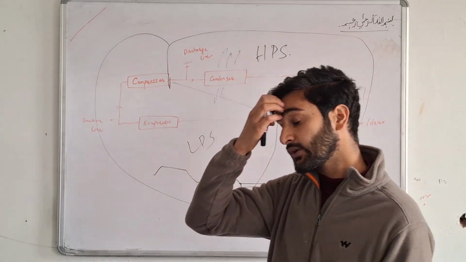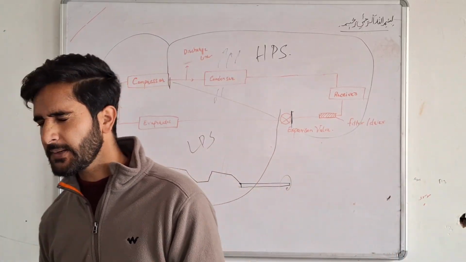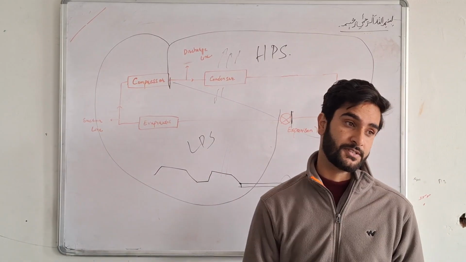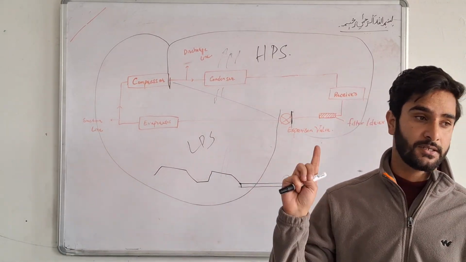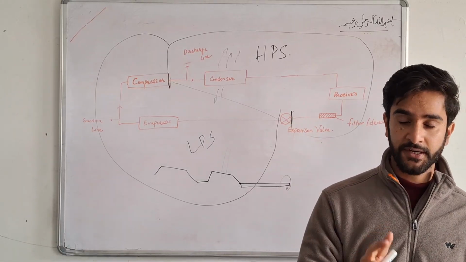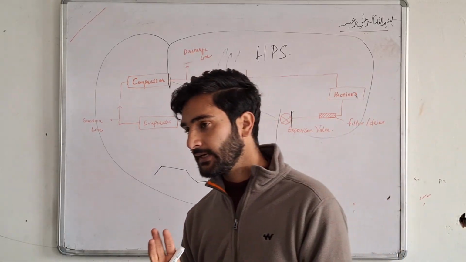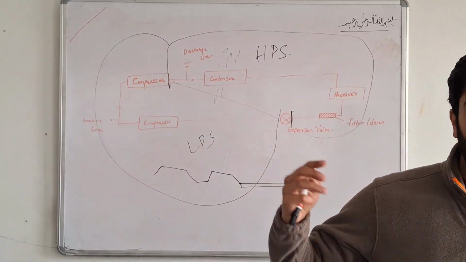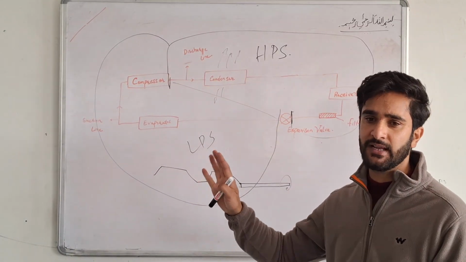So the coefficient of performance depends on the state of the refrigerant coming out of the compressor. So there are three types: dry saturated, wet saturated, and superheated. The coefficient of performance depends on these things. And I can show these things graphically as well.